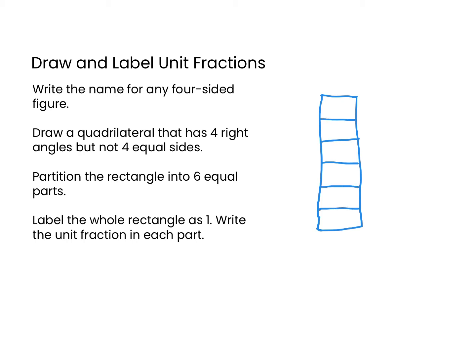And I'm somewhat accurate. So that whole rectangle is 1 whole. And then I'm going to write the unit fraction in each part. Well, I have 1, 2, 3, 4, 5, 6 parts. So each of those is 1 of 6.